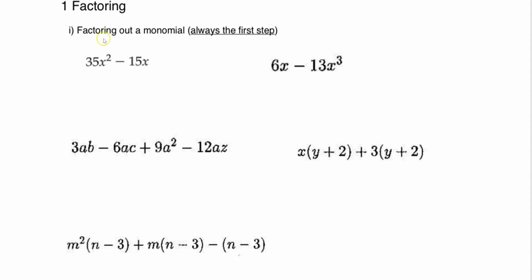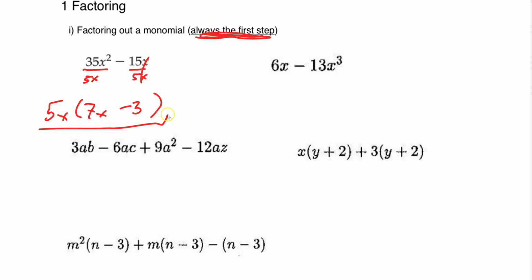So step one, this is always the first step, is you want to factor out a monomial. Factor out what they have in common. So when you factor out a monomial, you look at your terms and you see what they have in common. What could I divide both of them by? So in this case, I could divide both of these by 5 and an x. So you pull a 5x out. And what's going on when you factor is you divide by 5x. So you divide each of these by 5x. And that's going to be 7x. And that's going to be 3. Right? The x's go away. And that's how you factor. So 5x times 7x minus 3.